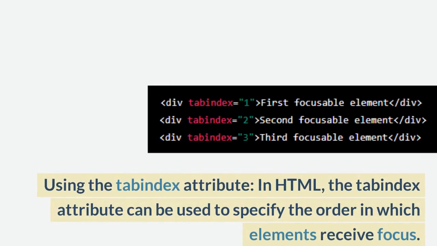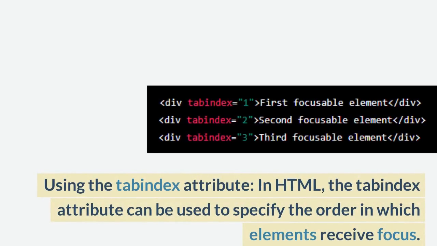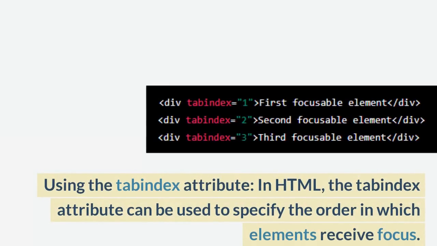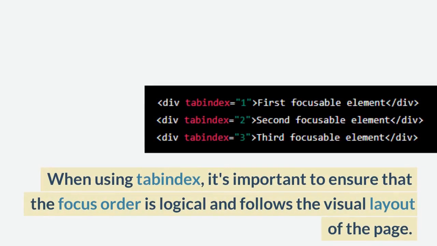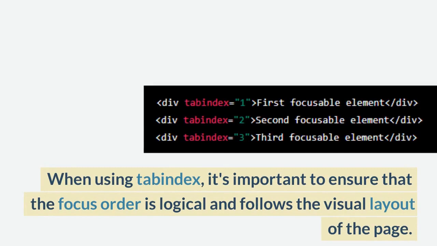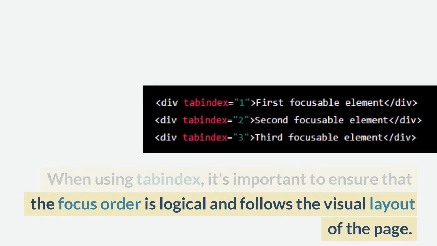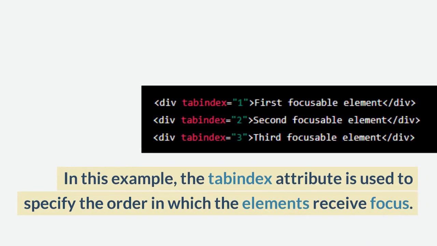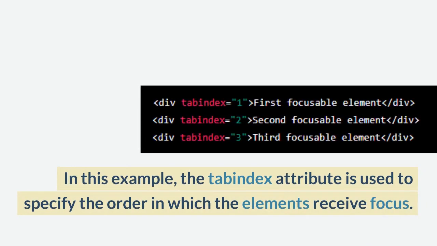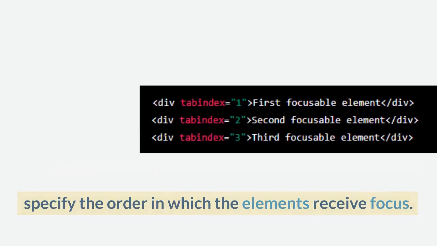Using the tabindex attribute. In HTML, the tabindex attribute can be used to specify the order in which elements receive focus. When using tabindex, it's important to ensure that the focus order is logical and follows the visual layout of the page. In this example, the tabindex attribute is used to specify the order in which the elements receive focus.